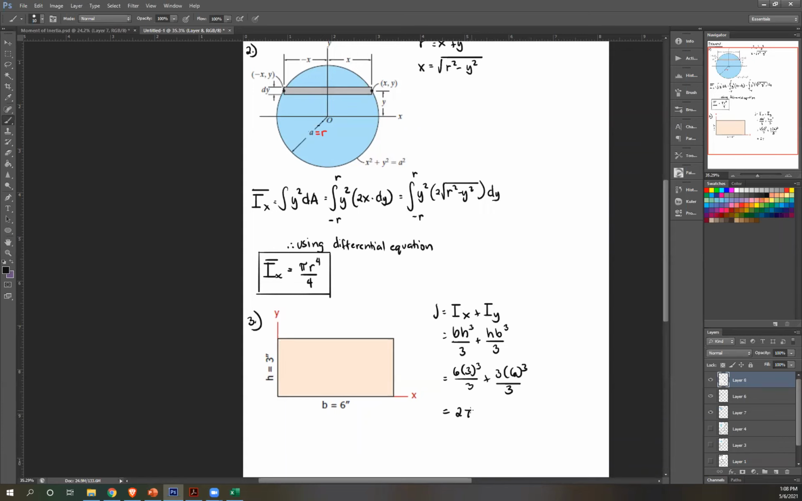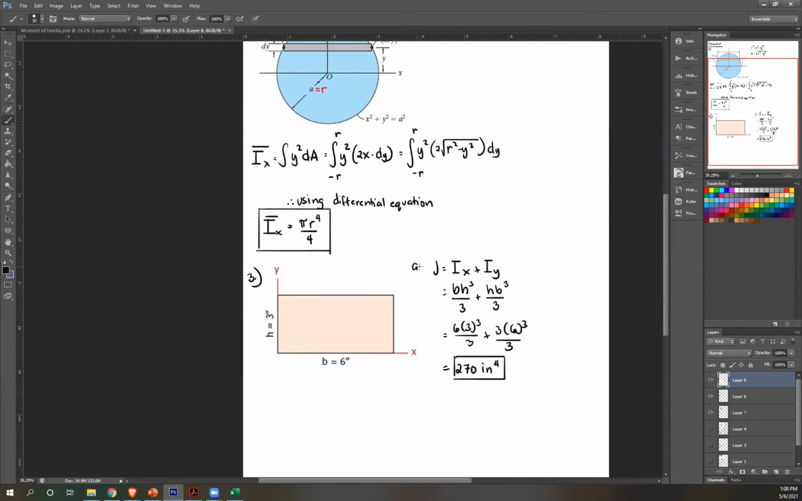Now the question here is, what is the unit of polar moment of inertia? The unit of polar moment of inertia is the same as moment of inertia. If we look here, base times h cubed, all of these are in inches, so inches times inches cubed is inches to the 4, or inches raised to 4. So final answer, 270 inch raised to 4. Okay, so that's letter A.